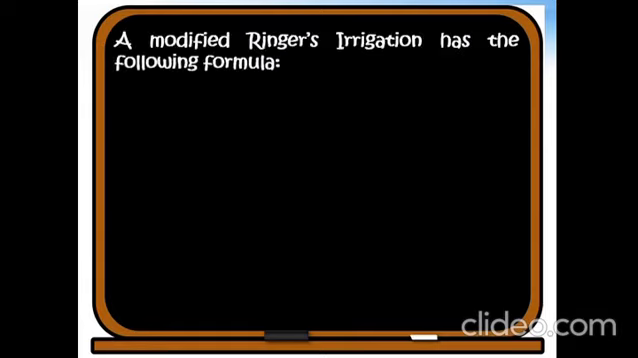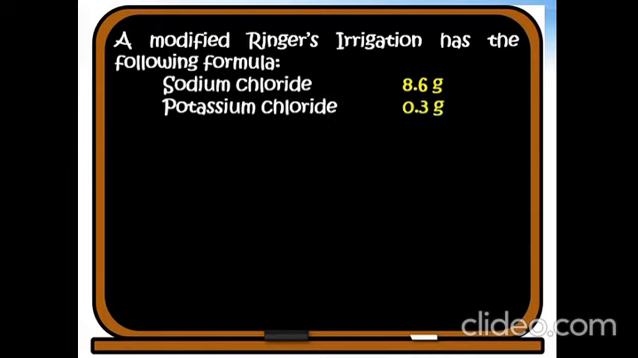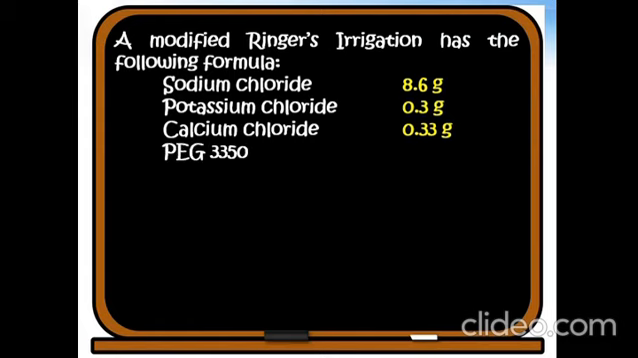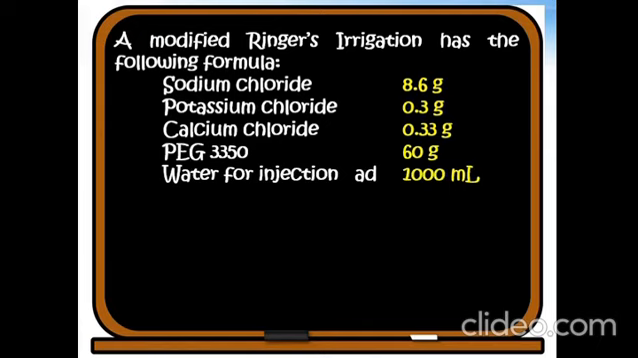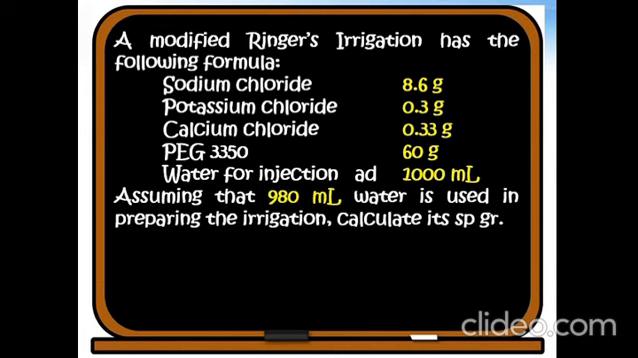Let's look at another clinical case. A modified Ringer's irrigation has the following formula. Sodium chloride, 8.6 grams. Potassium chloride, 0.3 grams. Calcium chloride, 0.33 grams. PEG 3350, 60 grams. And the water for injection, you add the whole thing up to, add here means up to 1000 ml. Assuming that 980 ml water is used in preparing the irrigation, calculate its specific gravity. Okay?